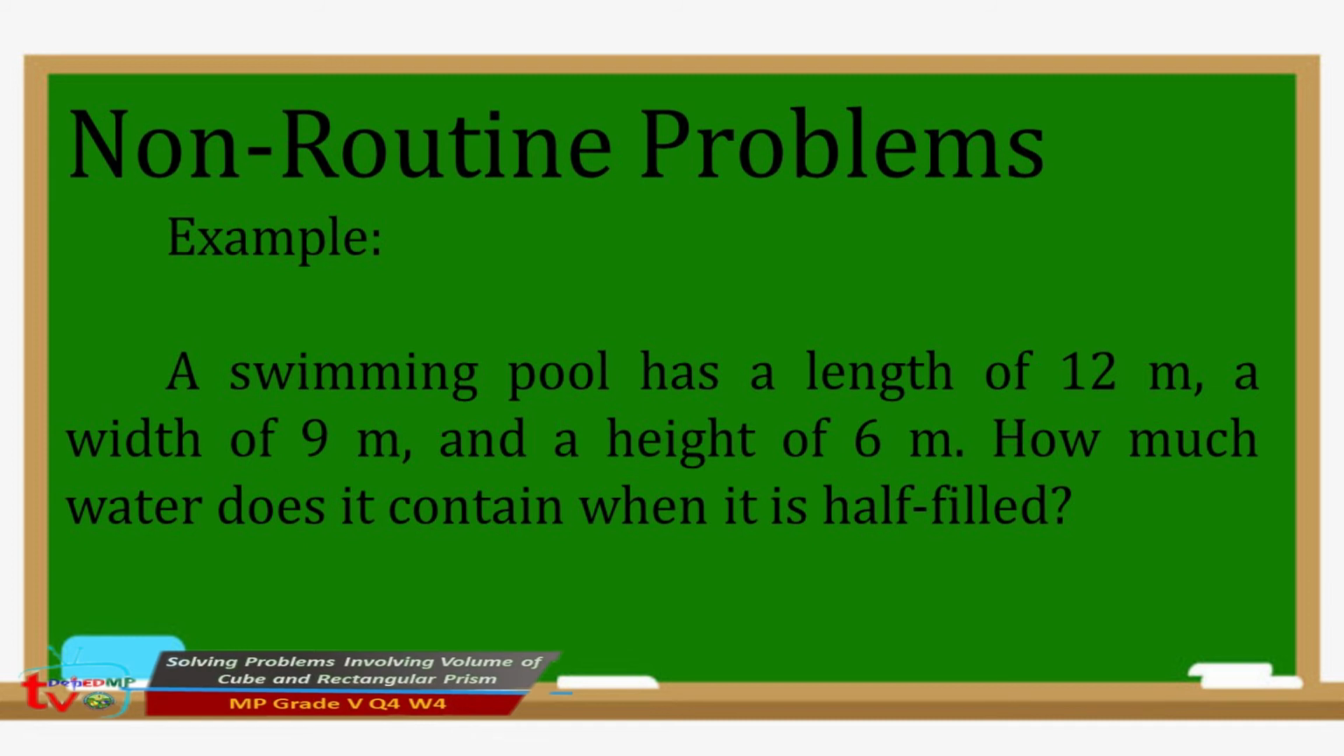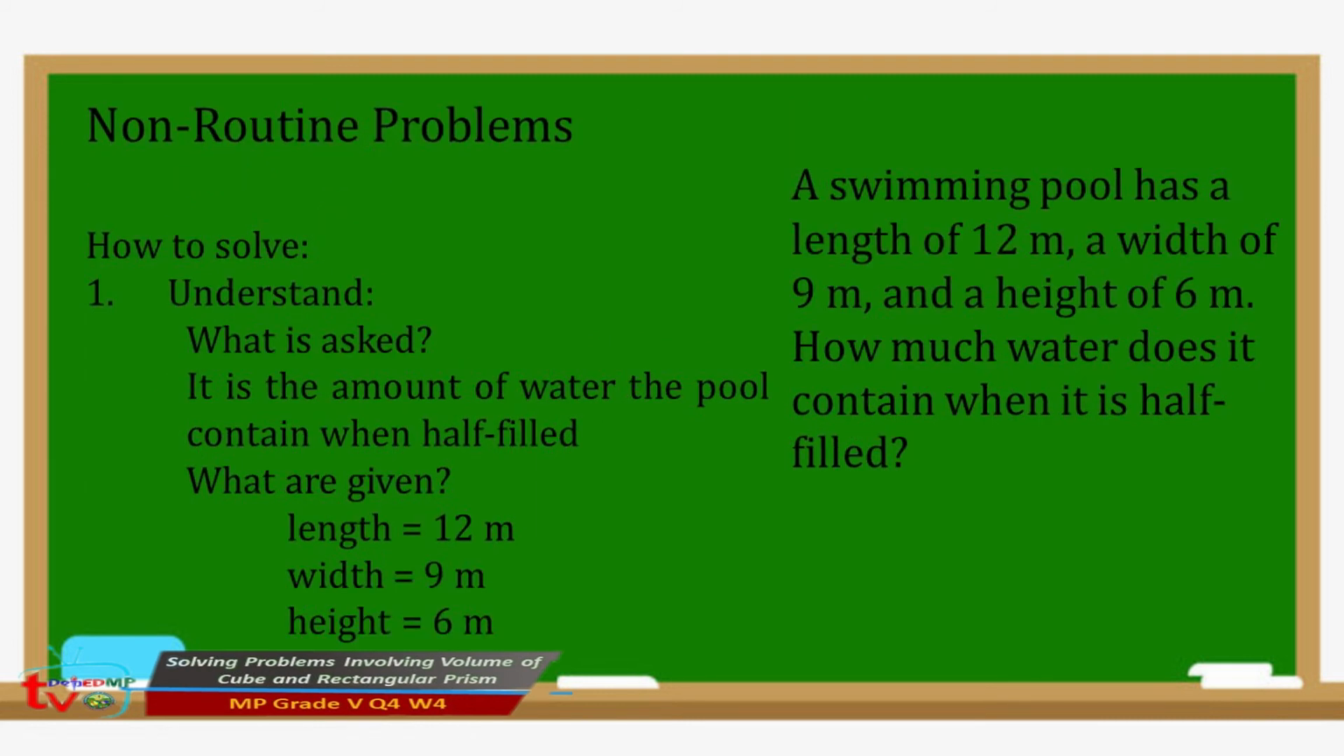Let us have the first step, wherein we need to understand the problem. So what is asked in the problem? In this problem, it is asking about the amount of water the pool contains when half filled. And the given data here is the length of the pool, which is 12 meters, the width of the pool, which is 9 meters, and the height of the pool, which is 6 meters.